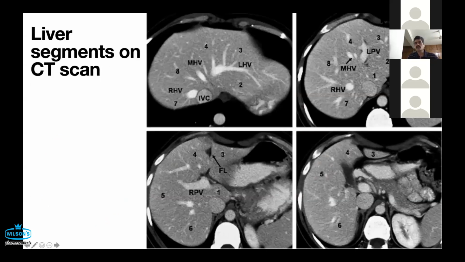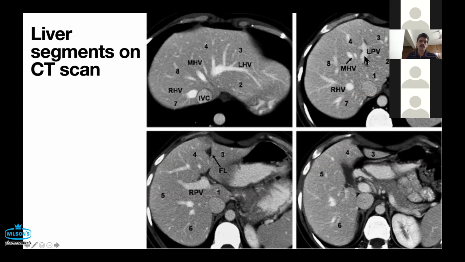So this is the CT demonstration of the segments. Let us recapitulate this. This is the topmost section. And in the CT scan, we are seeing clean axial sections. This is the left hepatic vein, segment 2 above and segment 3 in front and below. The middle hepatic vein with segment 4, the right hepatic vein dividing segment 8 and 7 on the top.